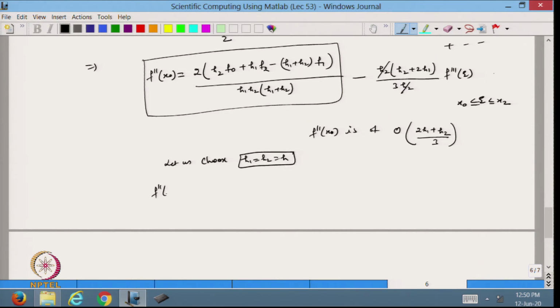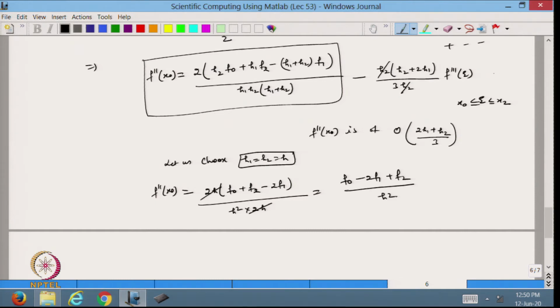In that case, it will be the second derivative at x naught. This is h, this is h, it is 2h. So I can take this common. So I will get 2h, and inside we will get f naught plus f2 minus 2f1. And this will be h square into 2h. So this will cancel out and it will be f0 minus 2f1 plus f2 divided by h square. And this is my second order derivative.